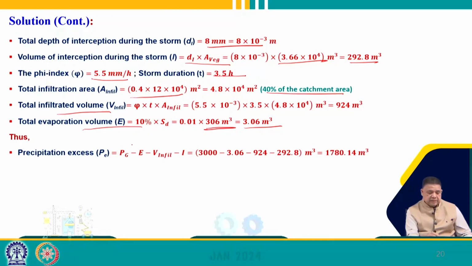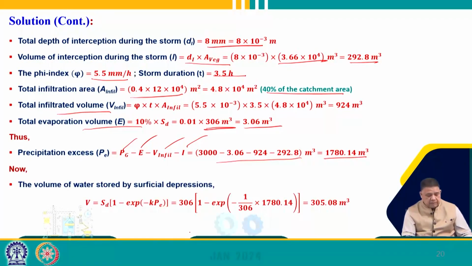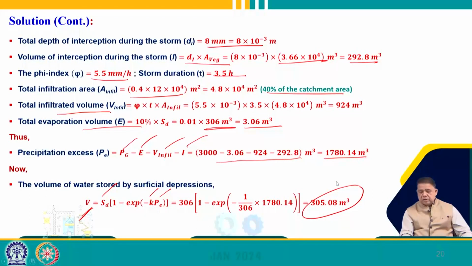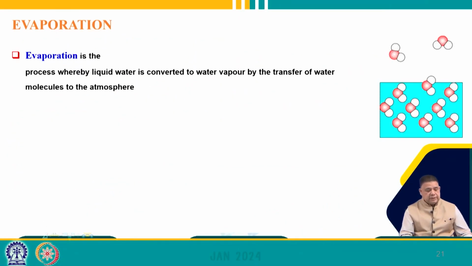Now, precipitation excess is Pg minus E minus V infiltration by I. So, putting these values we get 1780.14, and now we know Pe, we know K, we know SD. So, putting these in this equation we can calculate V, that is the volume of water stored by superficial depression, which comes out to be 305.08 cubic meters for the given data. So, that is basically how we are using the Linsley equation and also the total water balance for finding out the precipitation excess. Now, coming to evaporation.